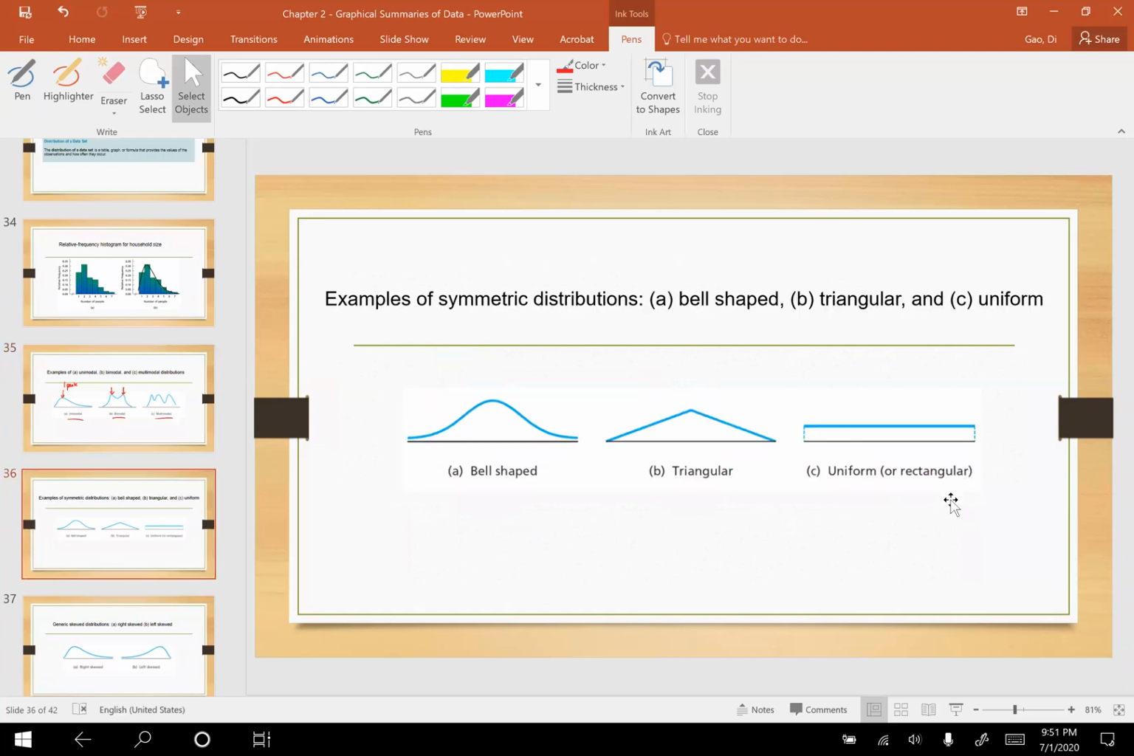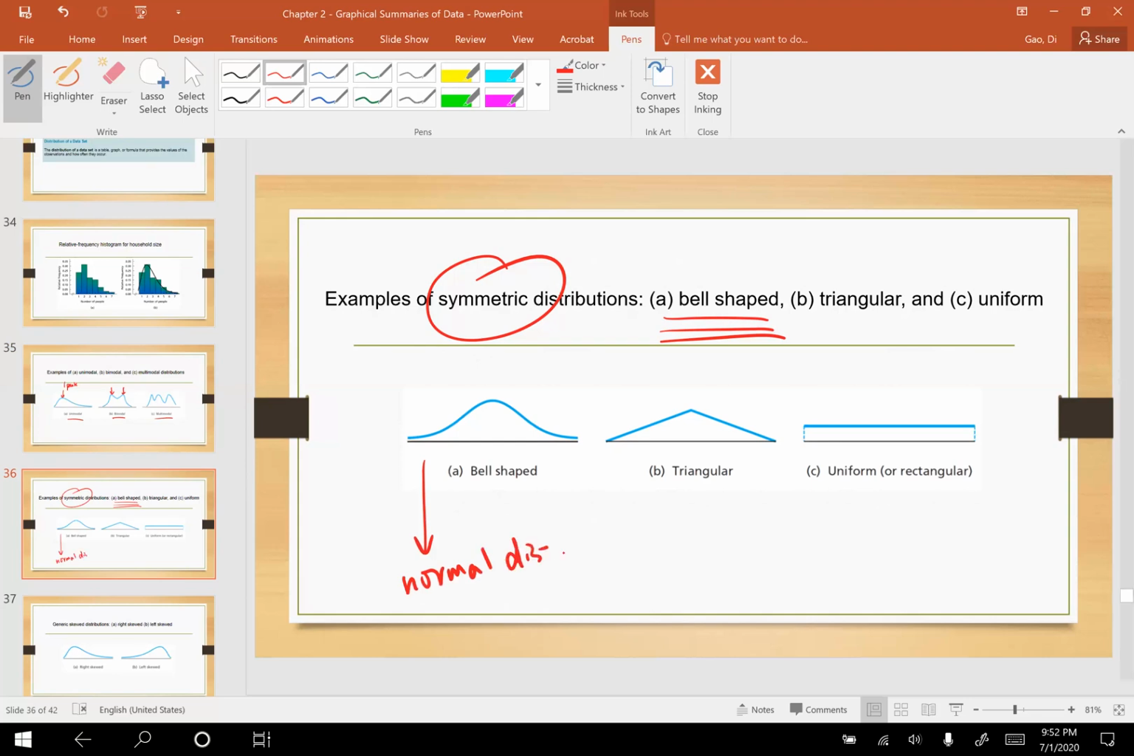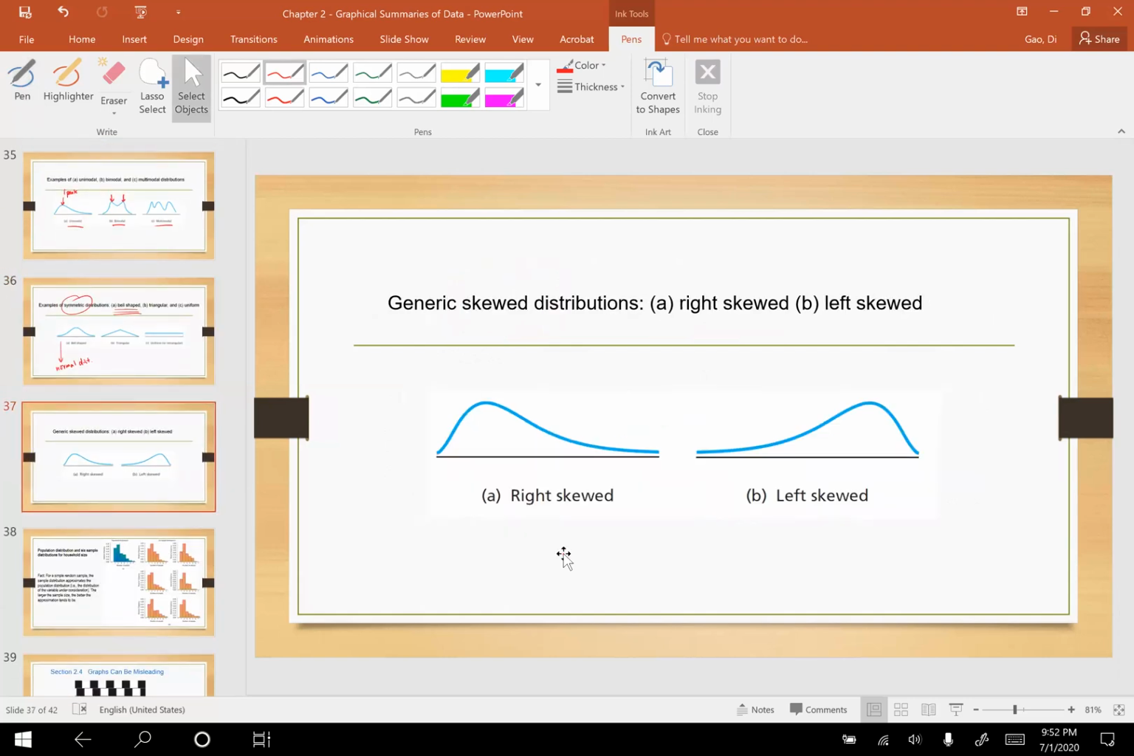Then another way to look at it is whether the distribution is symmetric. This is very important because symmetric distributions can have a lot of good properties. Examples of symmetric distributions are bell shape. This is very, very important, bell shape. Later we'll know this is called a normal distribution. And the triangular and uniform are all symmetric distributions. Other than symmetric, we're going to look at something called skewed distribution. So we have skewed to the right or skewed to the left.